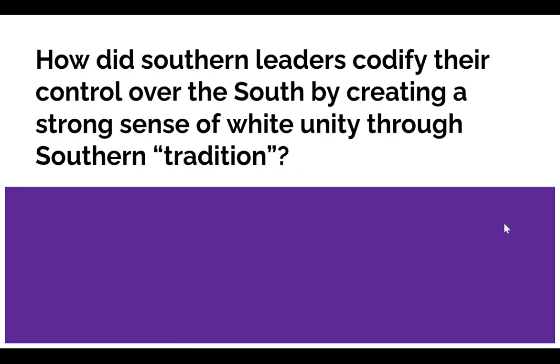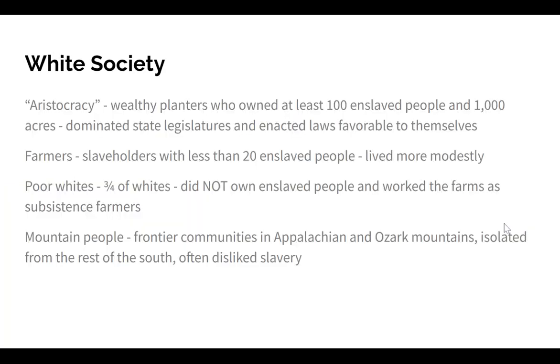So let's get into it. Let's start with, how did Southern leaders codify their control over the South by creating a strong sense of white unity through Southern tradition? Or a sense or an idea of Southern tradition. So, a little bit about white society to begin with. There were sort of different classes of white society.